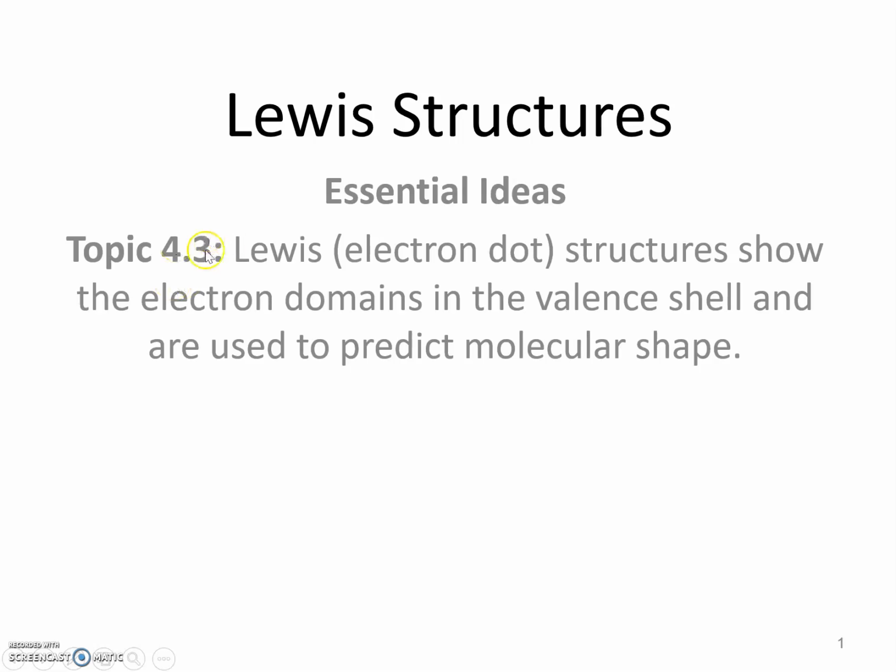The topic from the IB Chem guide, topic 4.3: Lewis, aka electron dot structures, show the electron domains in the valence shell and are used to predict molecular shape. So here we're really focusing on valence electrons and how they are involved in bonding, and all the different ways that electrons can be attached to an atom, either as part of a bond or as just a lone pair stuck on. The general term for that is electron domains. It's not a term that I find I use a lot, but IB does like that term, electron domains. So we'll come back to that a couple times.